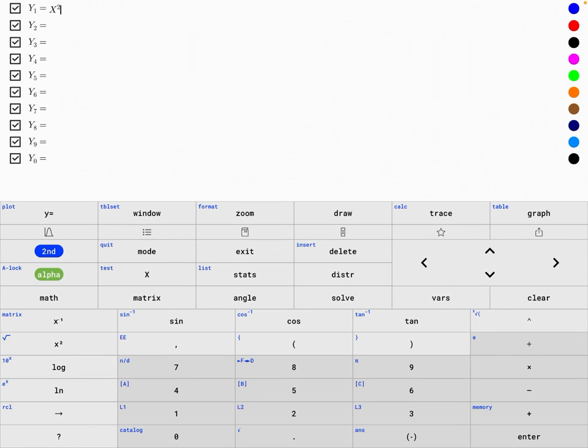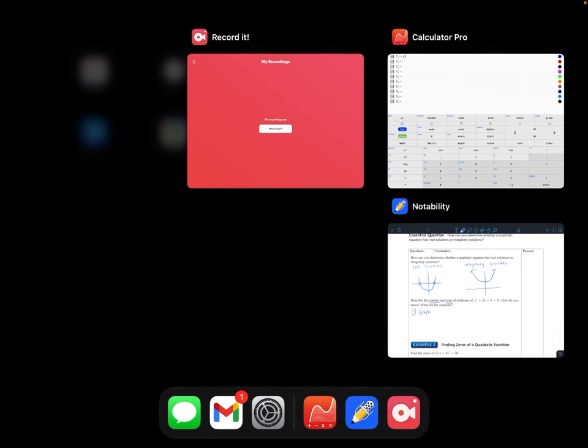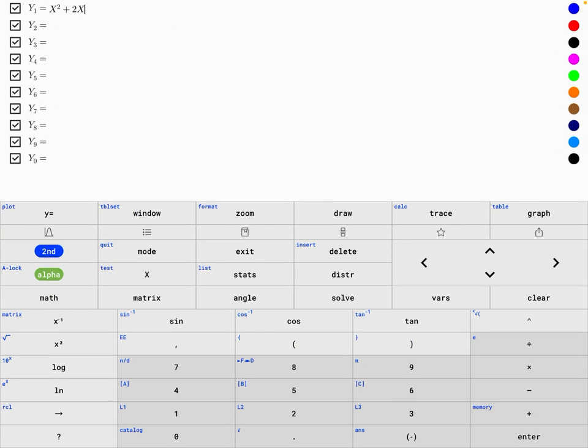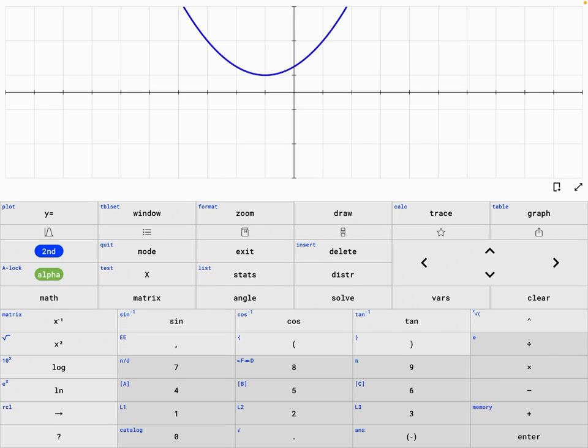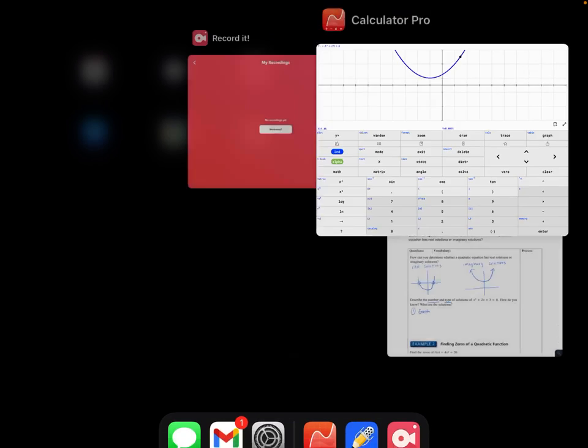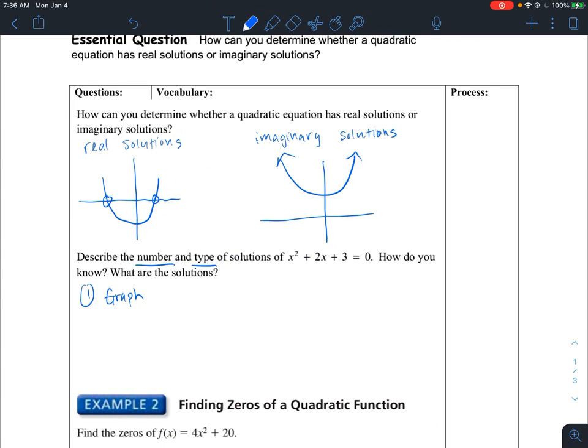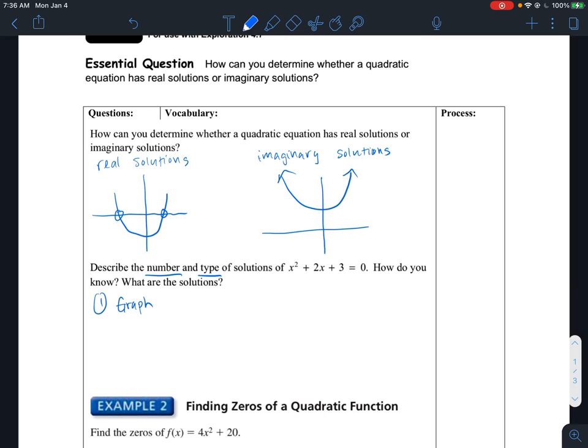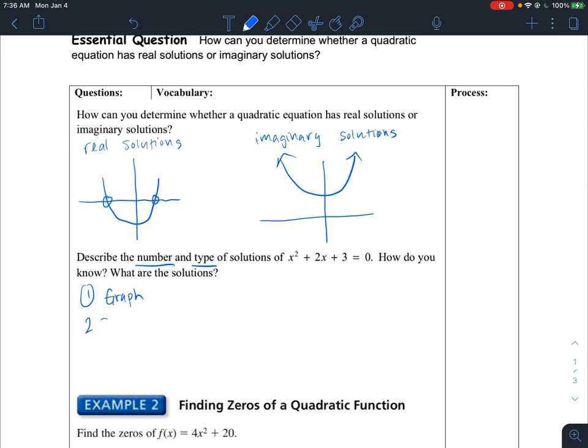So we have x squared plus 2x plus 3. When we graph this, you can see here that we don't cross the x-axis. Our parabola, our quadratic equation, is above. So by graphing, we know that there are still two solutions, but they are imaginary. And we know that because we graphed it.